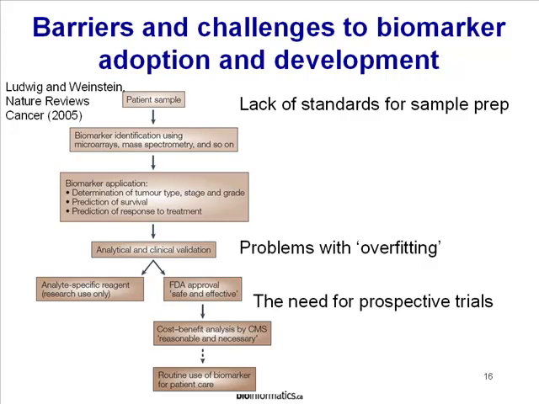Then we might get to the point where we have biomarker application, and this might help us determine the tumor type, stage, age, and grade, for example. It may have an association with prediction of survival or response to treatment, and we can maybe make those associations in our discovery cohort, but often that cohort is just too small, and we have problems with what we call overfitting. This is a term that you should really become familiar with in this field.